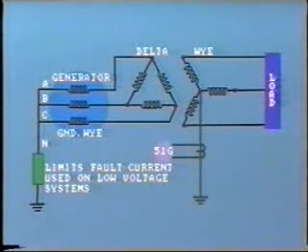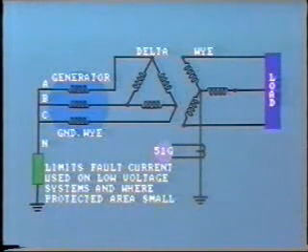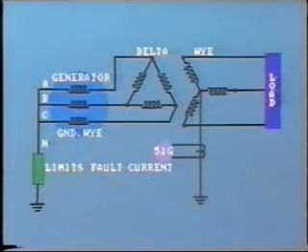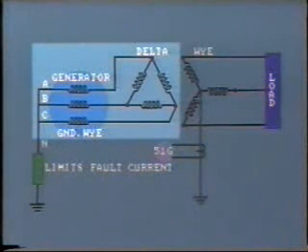This method is used on systems up to about 30 kV and where the protected area is quite small. For example, in the case of the generator, we are protecting against a ground fault within the generator itself or the short length of line, cable, or bus to the transformer.